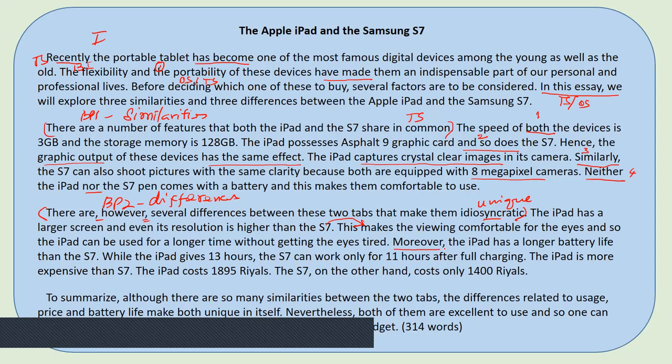See, moreover, the iPad has a longer battery life than the S7. How? While the iPad gives 13 hours, the S7 can only work for 11 hours after full charging. So when you consider the battery, the iPad is much better. Then the last important thing, the price. So first you write the iPad is more expensive than the S7. And then you explain: the iPad costs 1895 riyals, full stop. The S7, on the other hand, costs only 1400 riyals.